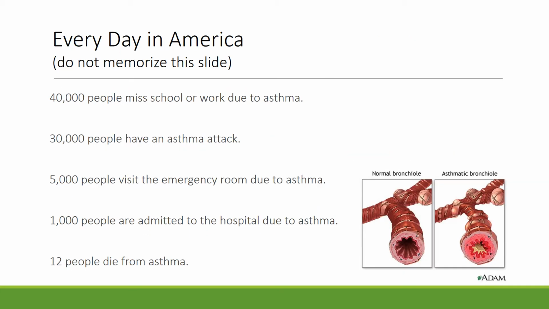I'd like you to read this slide, but you do not need to memorize the information on it. Every day in America, 40,000 people miss school or work due to asthma. 30,000 people have an asthma attack. 5,000 people visit the emergency room due to asthma. 1,000 people are admitted to the hospital due to asthma, and every day 12 people die from asthma.